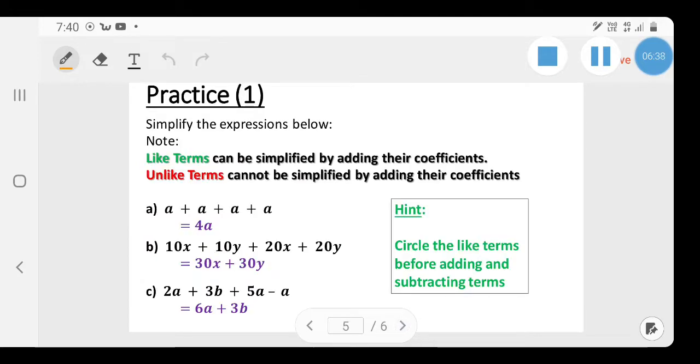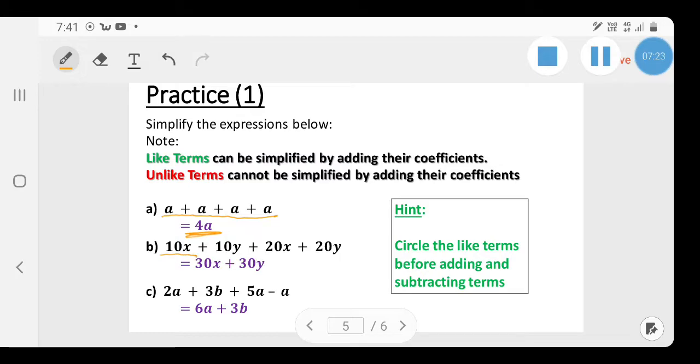All right, let's do a couple of examples. We'll start off real basic. Simplify the expressions below. And there's a note: like terms can be simplified by adding their coefficients. Remember the coefficient is the number in front of the variable part. Unlike terms cannot be simplified. Full stop. All right, let's do question A. a plus a plus a plus a. Well, we can simplify that by adding their coefficients. And the coefficients are hidden. It's 1a plus 1a plus 1a plus 1a, isn't it? Which is 4a.